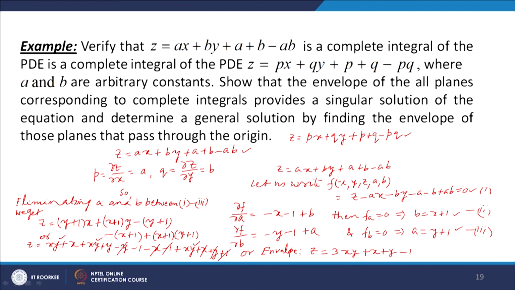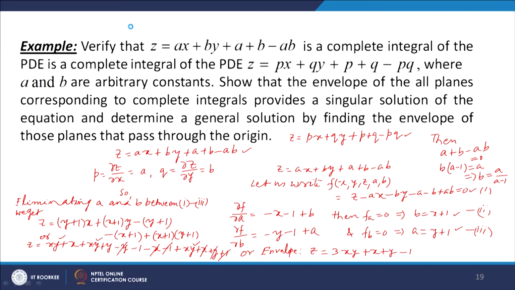Now, let us determine a general solution by finding the envelope of those planes that pass through the origin. So, if this plane z equal to ax plus by plus a plus b minus ab, okay, passes through the origin, then what we will have? 0 equal to 0 plus 0, a plus b minus ab equal to 0. Okay. So, then a plus b minus ab will be equal to 0, and what we will get? If you take it to the other side, b times (a minus 1) equal to a. So, we will get b equal to a upon a minus 1.